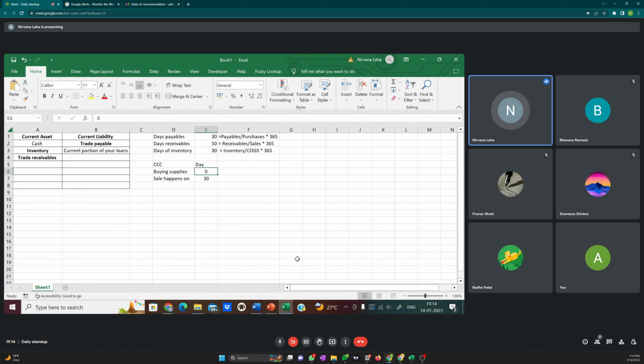right? You buy a supply because days of inventory is 30. It will stay in inventory on average for 30 days. Then you will sell it. Okay. Any doubts?